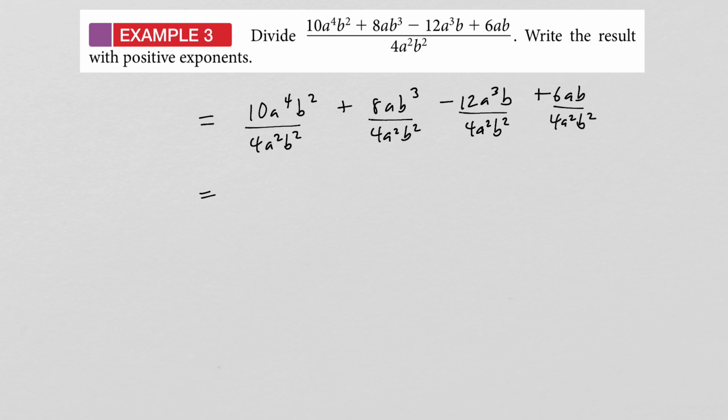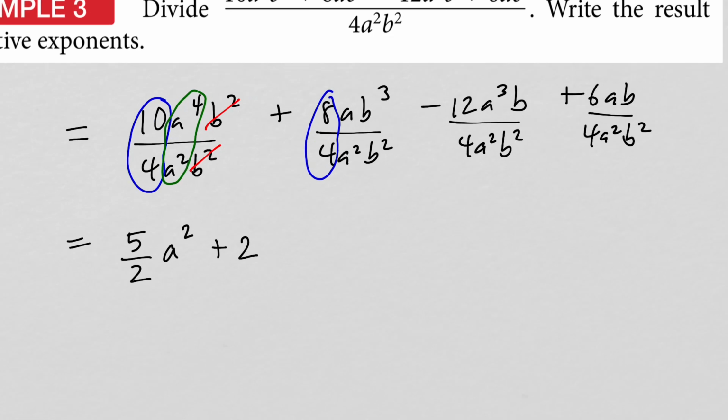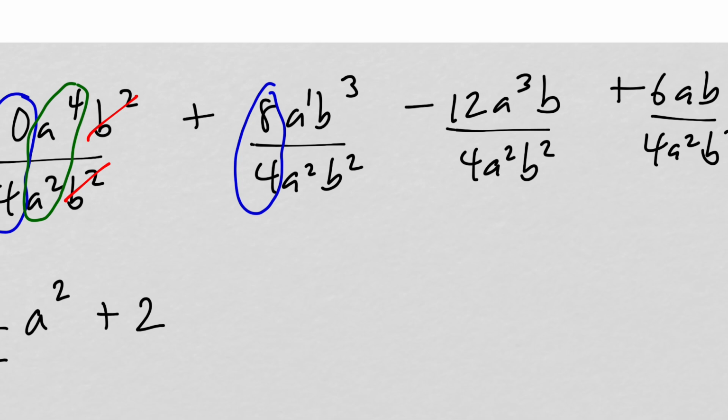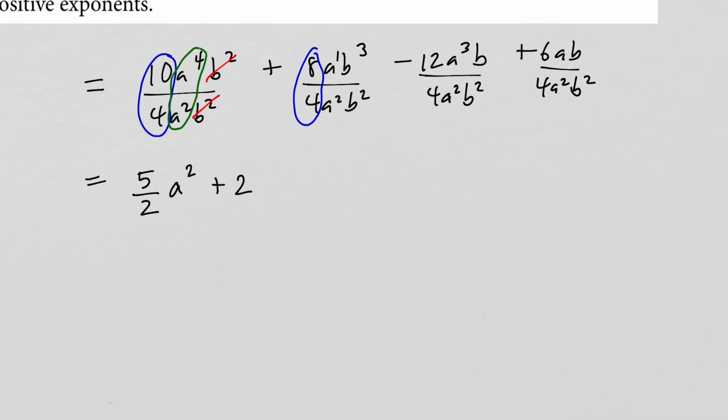And then we do the same thing. We're going to divide the numbers. So 10 divided by 4, well, that reduces to 5 halves. A to the 4th divided by a to the 2nd will be a squared. And then b squared cancels out. Next, we have positive 8 divided by 4, which is positive 2. And here you can see you have a to the 1 divided by a to the 2. So that's going to be a to the 1 minus 2. And then b to the 3 minus 2, of course, that's just going to be 1.